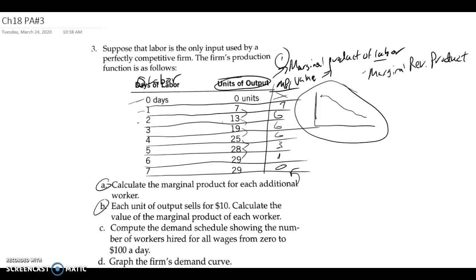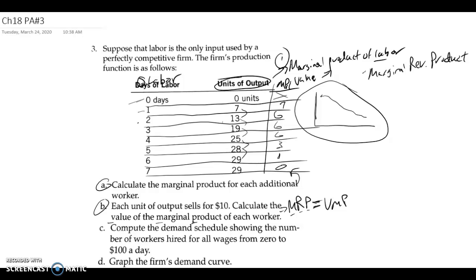B, it says each unit of output sells for $10. Calculate the value of the marginal product of each worker. This, in our context, we call the MRP, or the marginal revenue product. Sometimes it's called the VMP, or the value of the marginal product. These two things are the same as each other. They're talking about the same concepts right there.